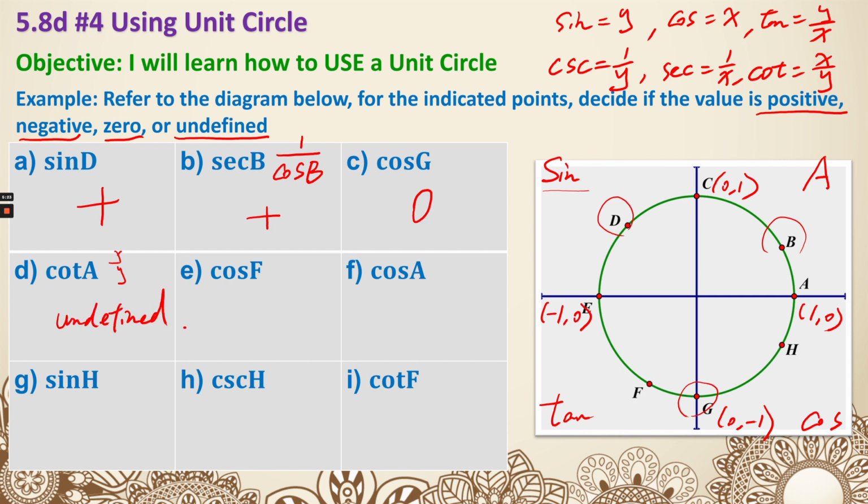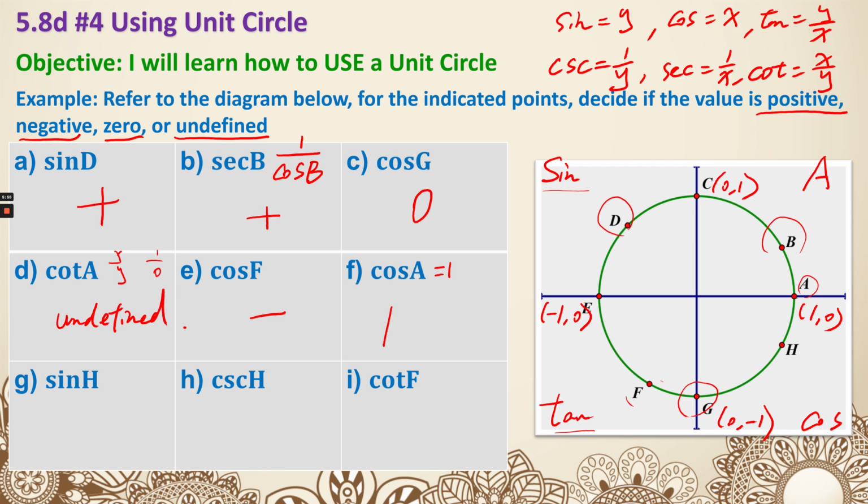Or you can think of it as, at point A, when it's 0 degrees, my tangent is 0, so I'm going to do 1 over 0, no matter what. Okay, cosine F. F is inside the third quadrant. Inside the third quadrant, only tangent and cotangent will be positive, so of course cosine would have to be negative. Cosine A, cosine, remember, is the x value, so at A, the value itself is actually 1, but the question didn't ask you for a specific value, it's just asking you to decide if it's positive, negative, 0, or undefined.